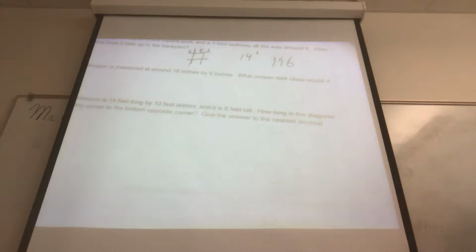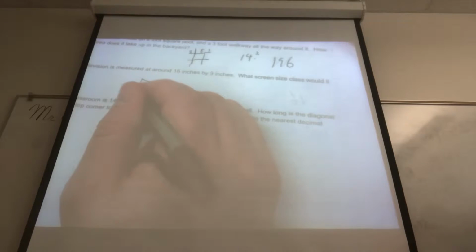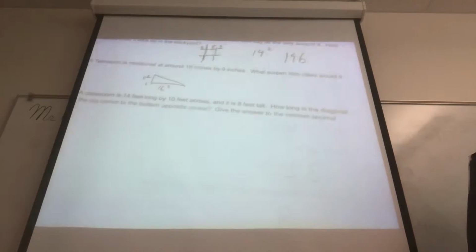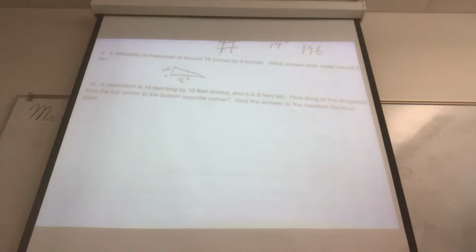Television is measured around 16 by 9. What screen size class would it be? This is, again, a right triangle. You go 16 squared plus 9 squared. Take the square root, that'll get you the answer. And then a classroom is 14 feet long by 10 by 8. There's not one like this on the final exam, so we won't worry about that.